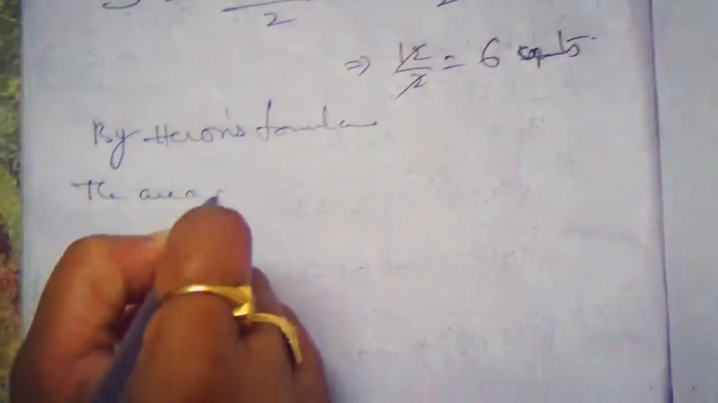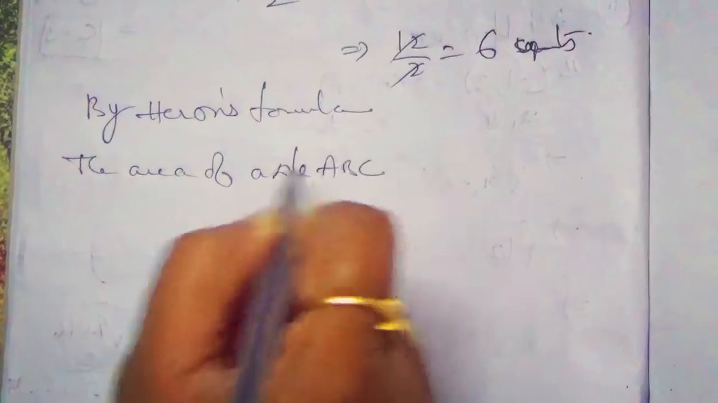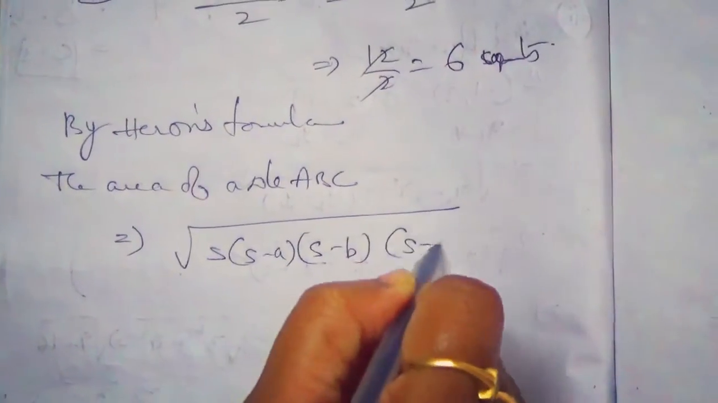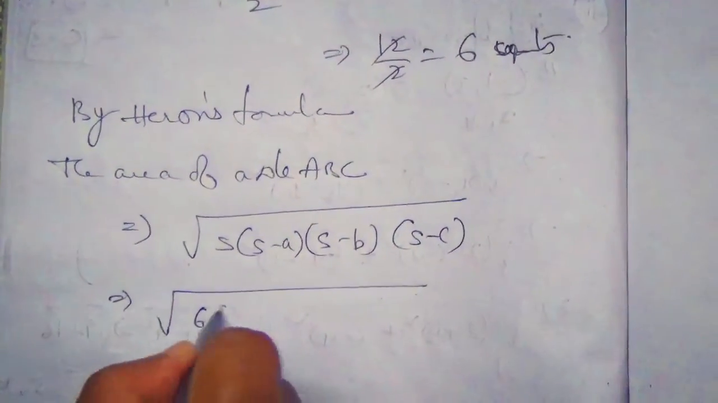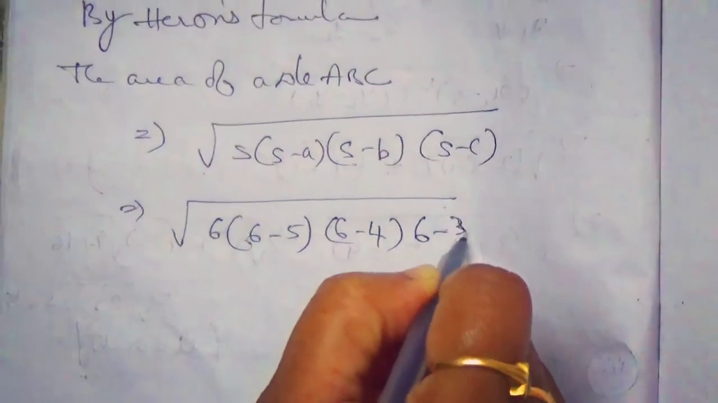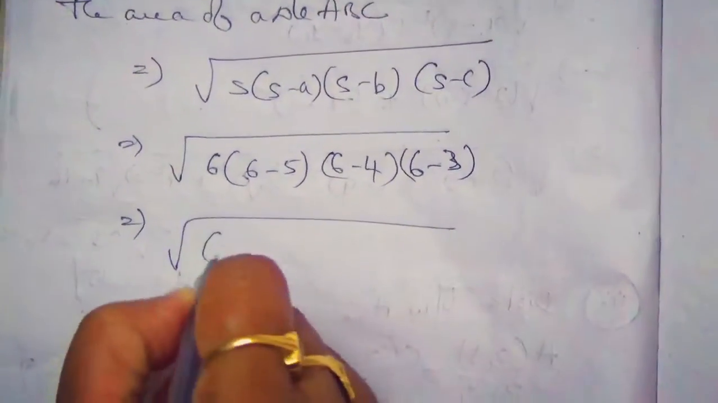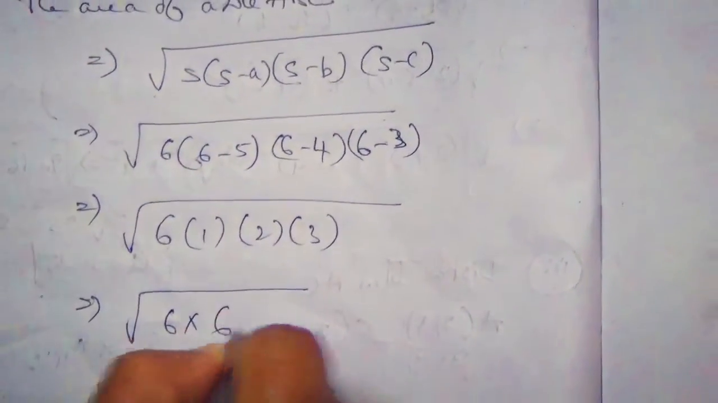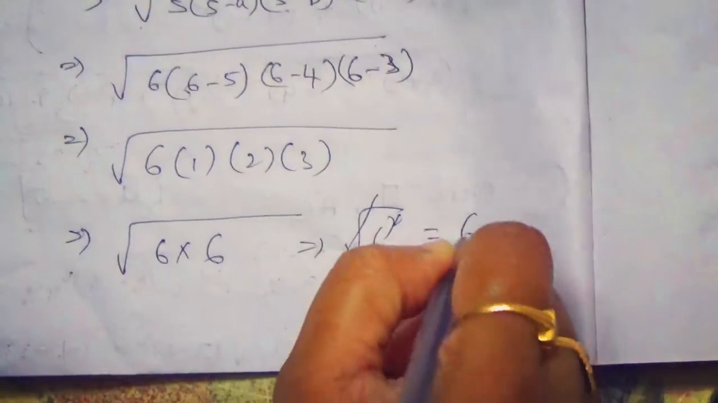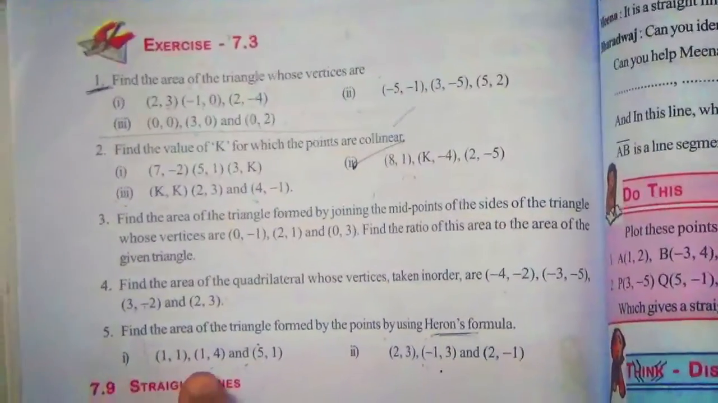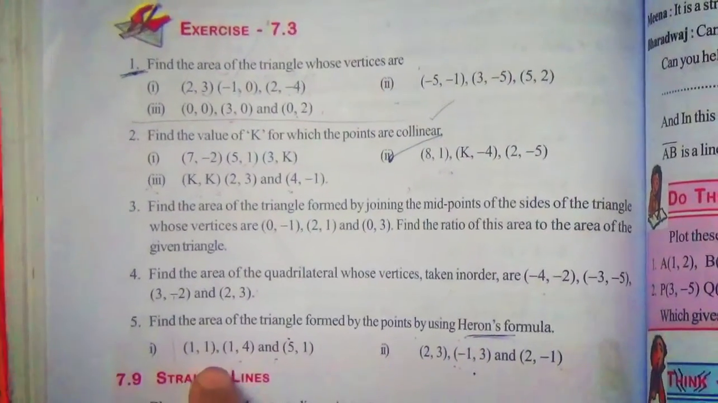the area of a triangle ABC is equal to square root of S(S - A)(S - B)(S - C). That implies square root of 6(6 - 5)(6 - 4)(6 - 3), that is square root of 6 into 1, 2, 3, so square root of 6 into 6, square root of 6 square. The square root cancels, giving 6 square units. That's it. Here is the final answer for this second sum. You just do the first one.